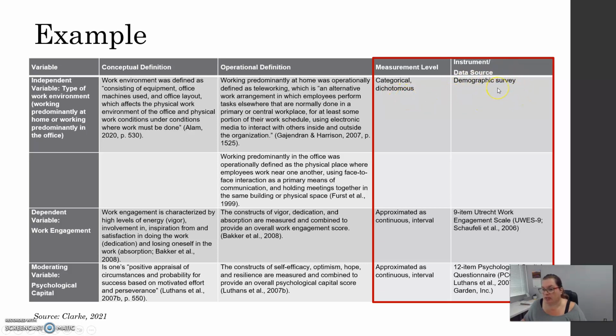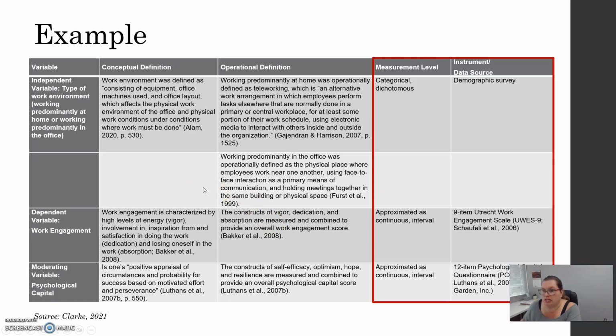The data source for that was the demographic survey. Then you can see for my dependent variable of work engagement and moderating variable of psychological capital, both of those used valid, reliable scales that were both Likert scales. So they were approximated as continuous interval. This is the verbiage that my chair asked that I use.